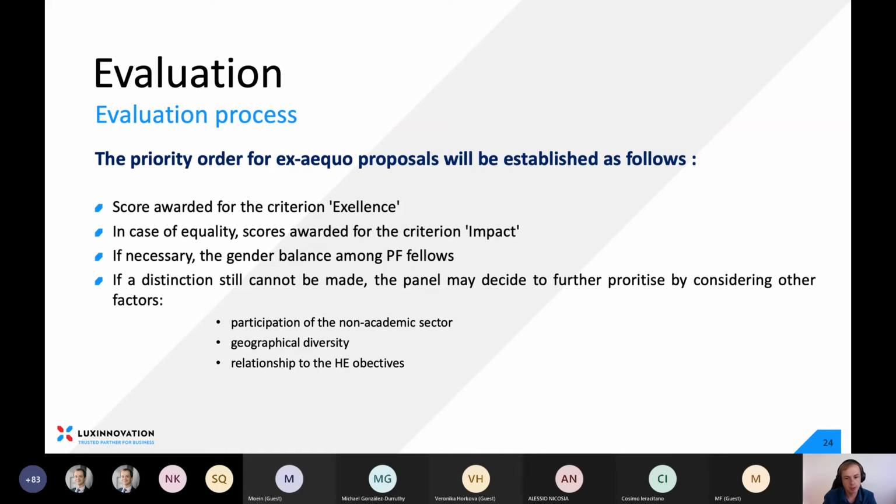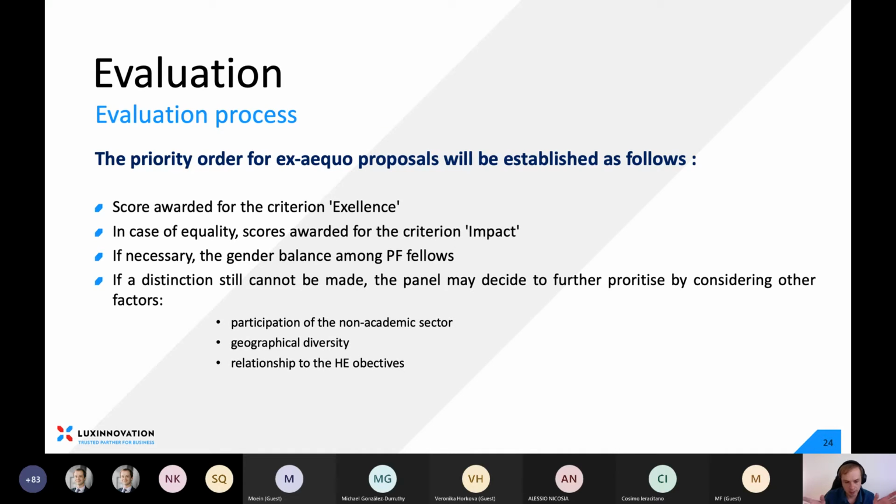So what happens if two proposals score the same? First, you look at the excellence criterion. So the one with the higher score in the excellence section will rank higher. If they're still the same, you look at impact. If then it's still the same, you look at the gender balance among fellowships, among the fellows. So in some panels, there's a strong bias towards male or female applicants. So they try to balance this out.